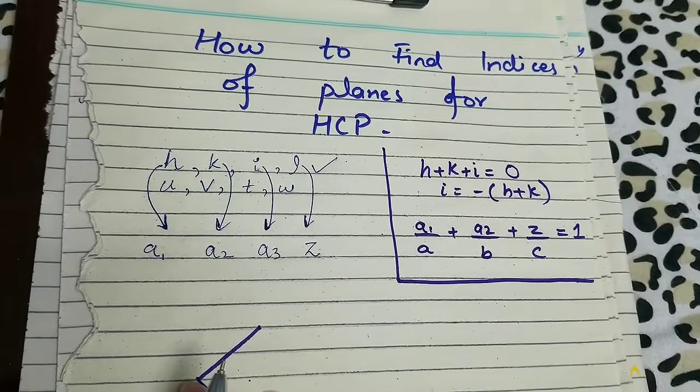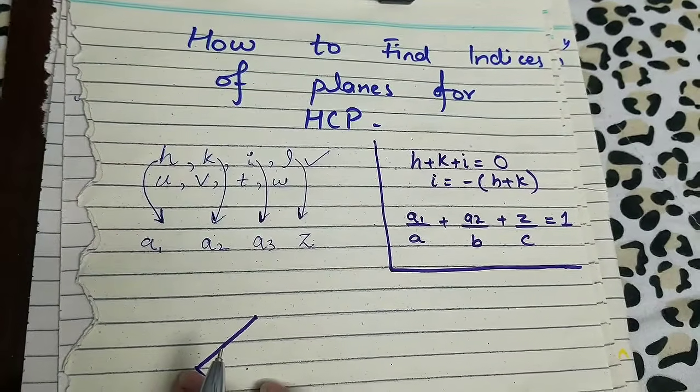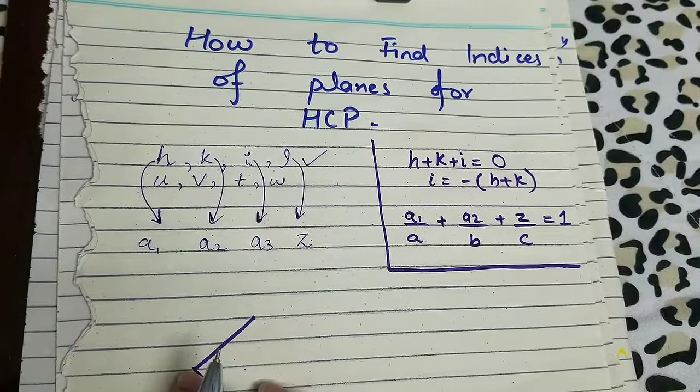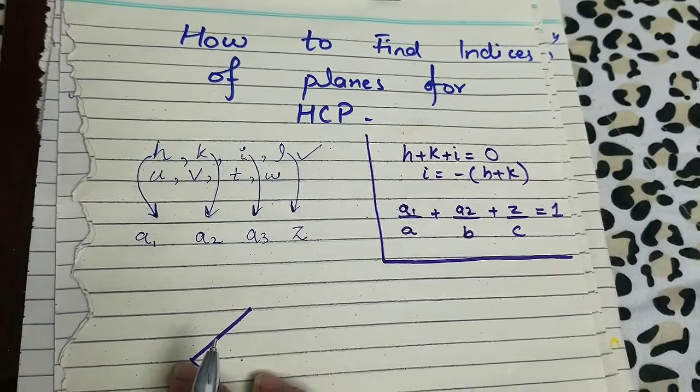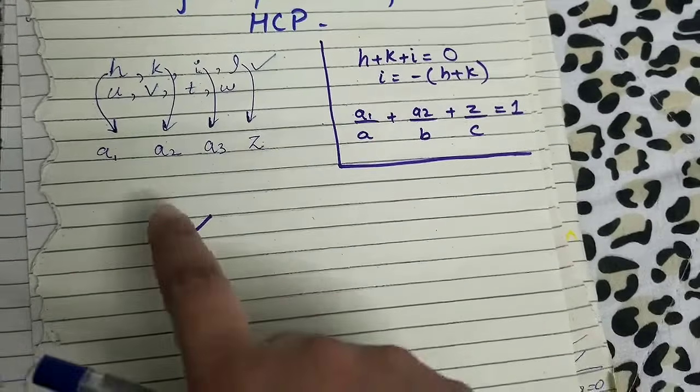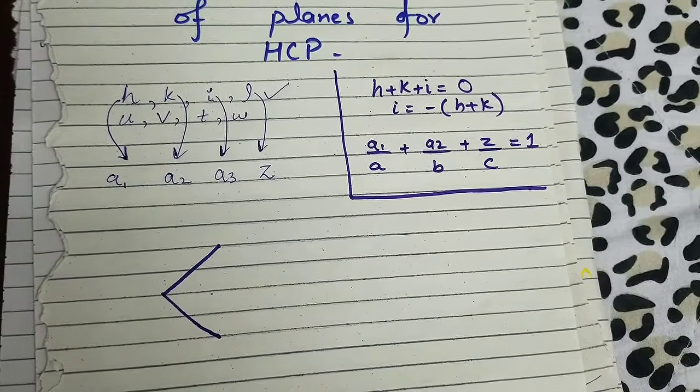So if we wish to find 4 indices for the planes, then we'll have a 4D coordinate system. A 4-dimensional coordinate system has to be established in HCP, and we'll see now where these coordinate axes are located and how the coordinate system looks.